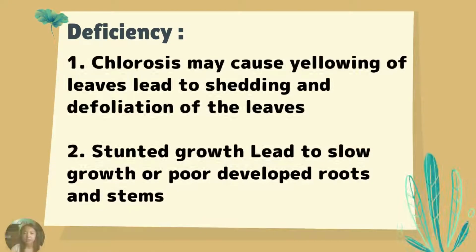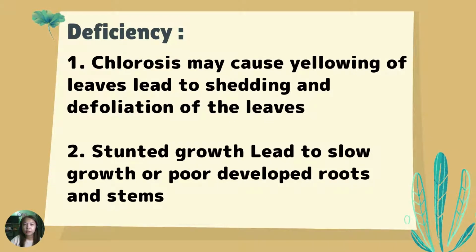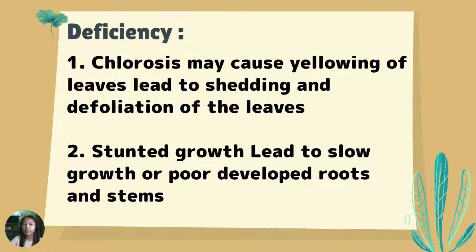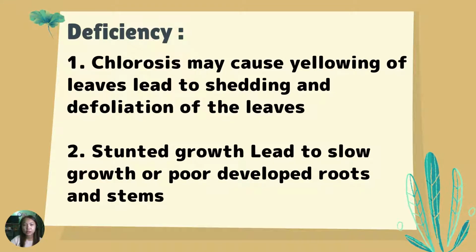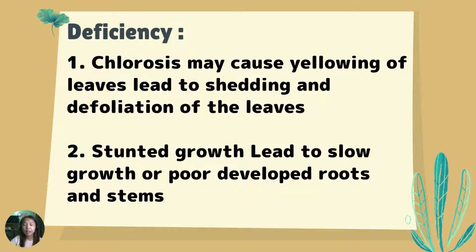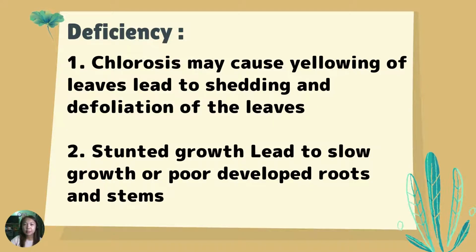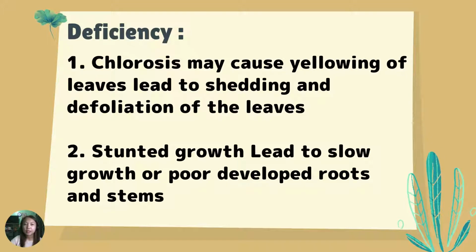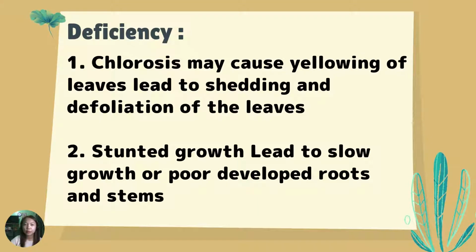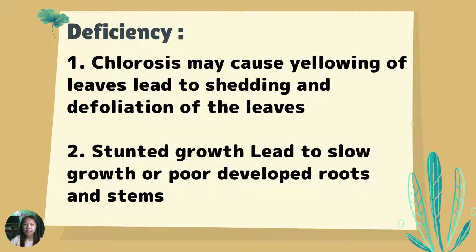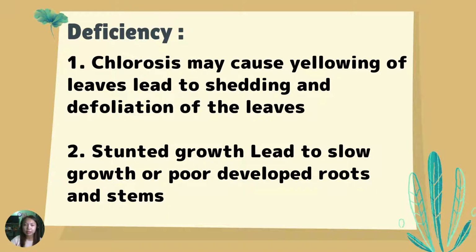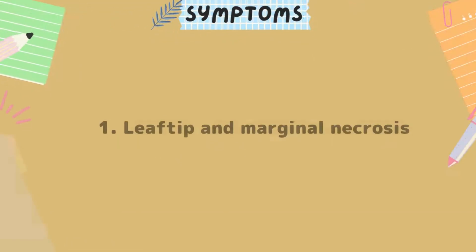Okay, so the deficiency. Chlorosis may cause yellowing of leaves and lead to shedding and defoliation of the leaves. So there is a possibility that the plant will turn yellow. Stunted growth leads to slow growth or poor development of roots and stems. Same with the other deficiencies mentioned a while ago.